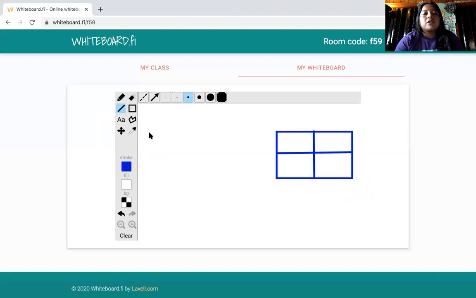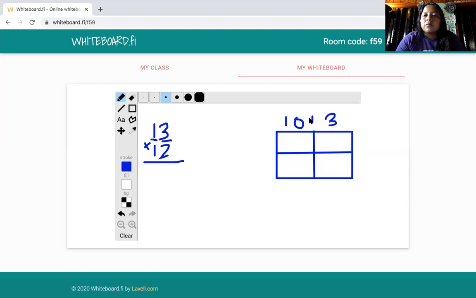If you're given two numbers, for example 13 times 12, we're going to use our box method. We're going to separate this number. The value of the 1 in 13 is a 10, and the value of the 3 in 13 is a 3. Then we put our plus sign. So we know 10 plus 3 is 13, so we know we did that one correctly.